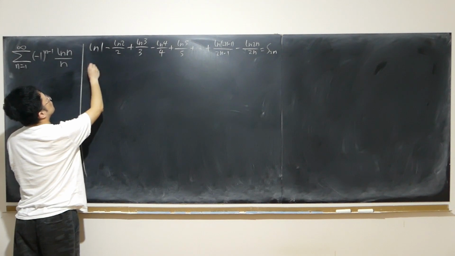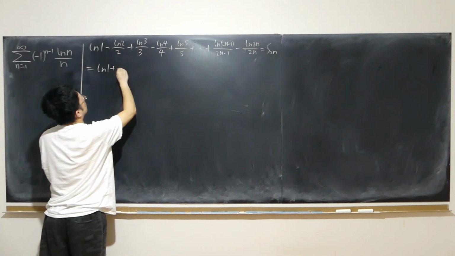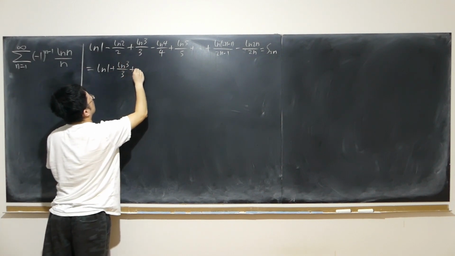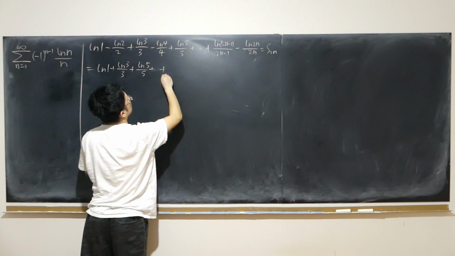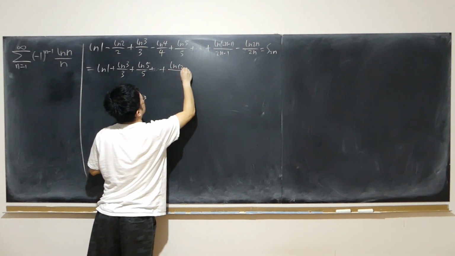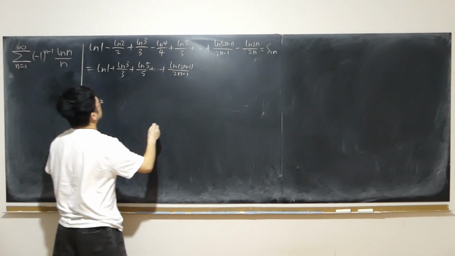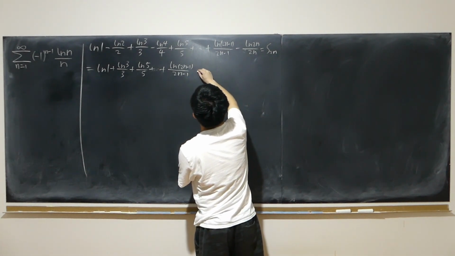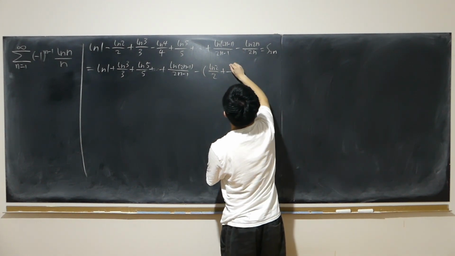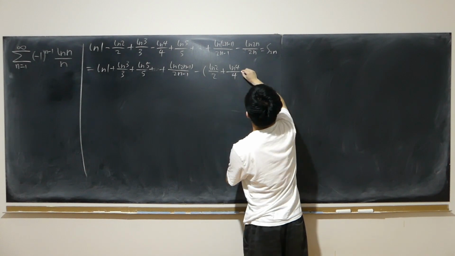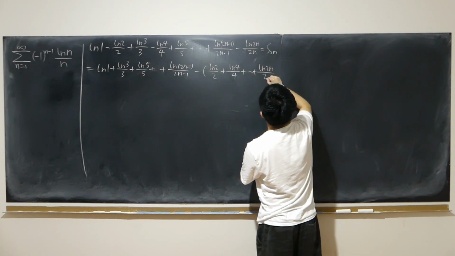I'm going to group all the positive terms together: log 1, plus log 3 over 3, plus log 5 over 5, up to log (2n minus 1) over (2n minus 1). Those are the positive terms. Also the negative terms: minus half of log 2, plus log 4 over 4, plus all the way up to log 2n over 2n.